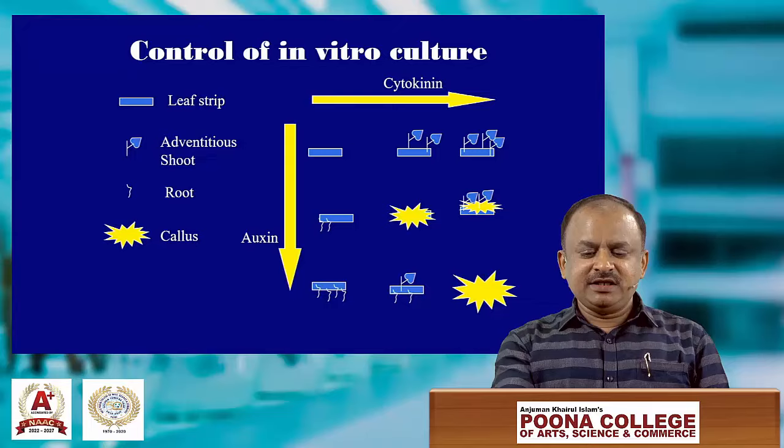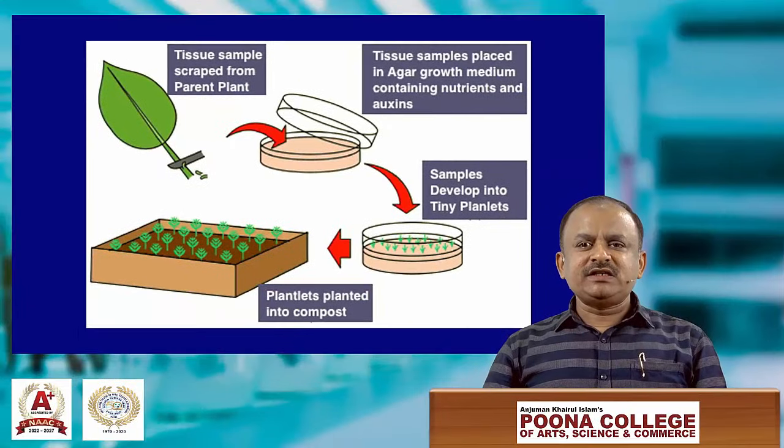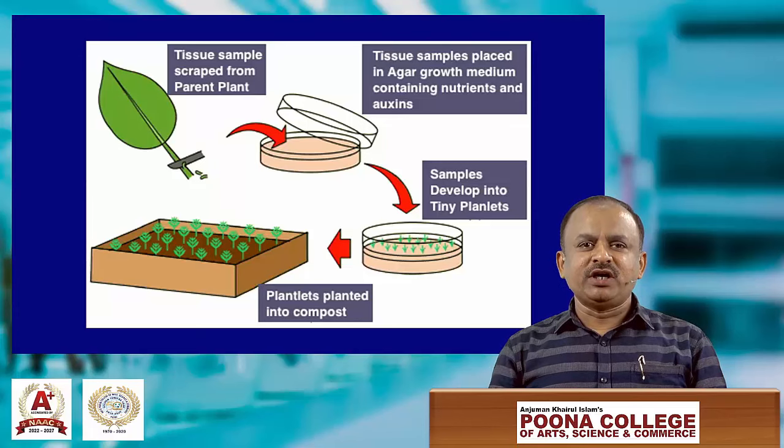Remember well, here this is the shoot leaf strip. If the amount of cytokinin is more, then it develops the shoot system. If the amount of auxin is more as compared to cytokinin, it develops the root system. So the leaf strip gives adventitious shoot, root and callus. How does this callus develop? If equal amounts are there, then it leads to callus development.